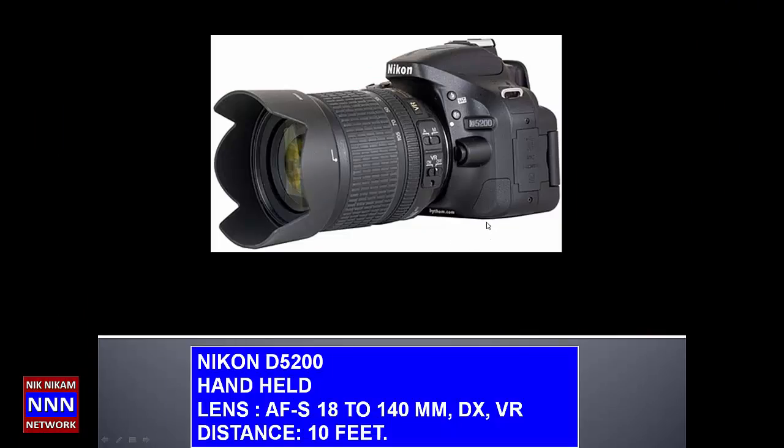I used a Nikon D5200 and the pictures were taken holding the camera in hand, and a built-in flash was used. I have a lens which is AFS 18 to 140 millimeters DX and VR. I was at a distance of approximately 10 feet from the object. Let's go to the next slide.